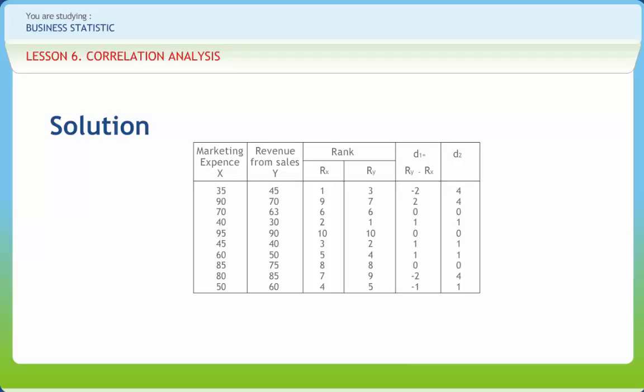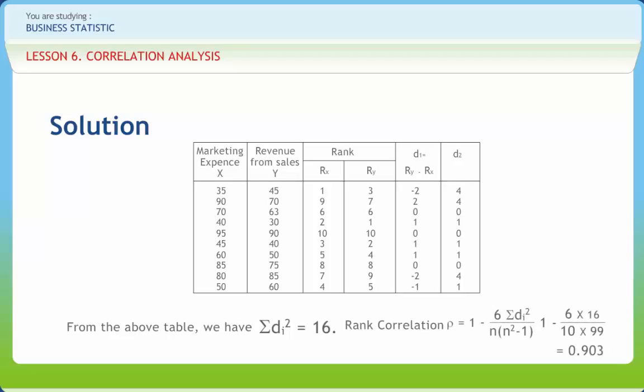For calculation of rank correlation, first rank the values of X and Y and mark them as Rx and Ry. After that, calculate the difference between Ry and Rx and mark them as D. Then square each value of D, then sum D square, then put all the values in the formula. Here n equals 10, sum of D square is 16. The rank correlation is 0.903.